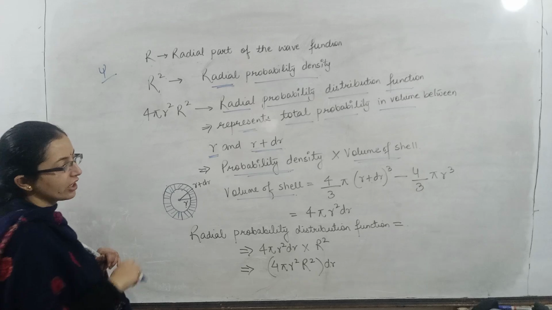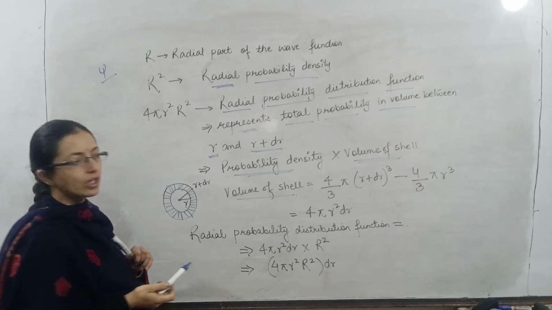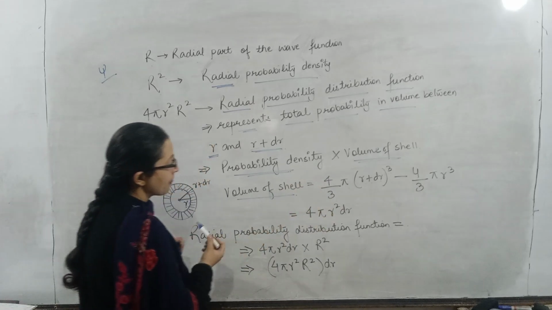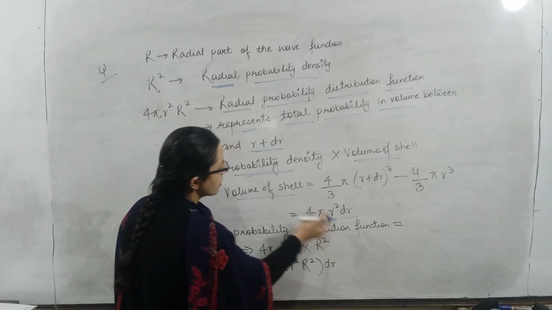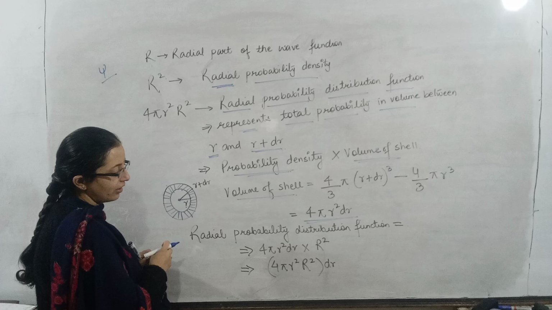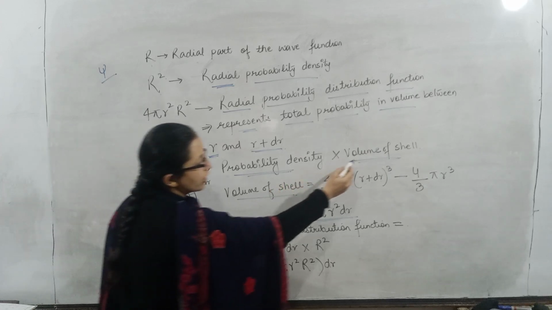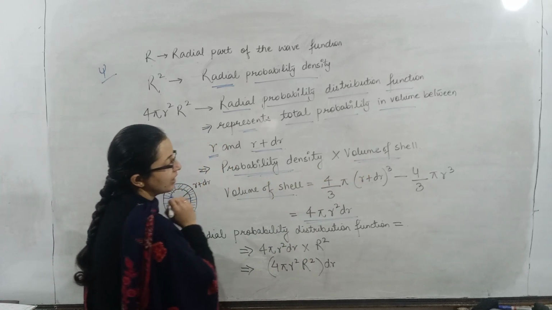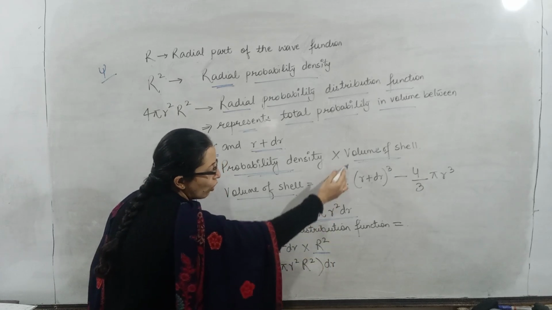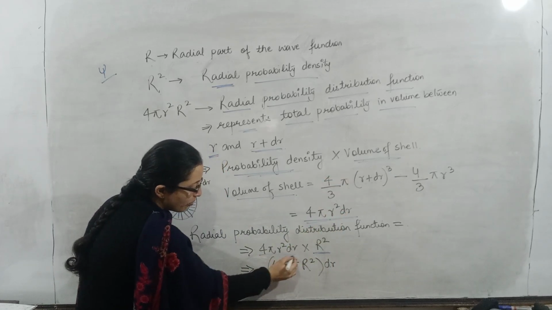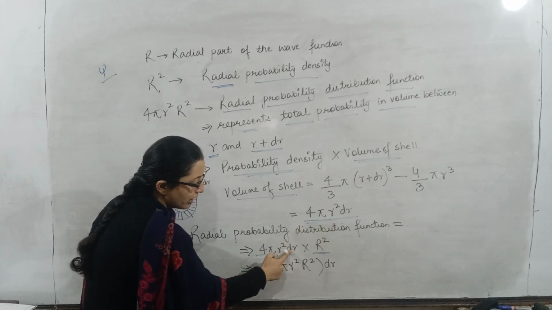ठीक है, volume of the spherical shell. So because it's a spherical shell, we use the volume of a sphere, and solving it we get this value. This is the volume of the spherical shell. Now volume of the spherical shell multiplied with the probability density. So radial probability density is R square, and the volume of the spherical shell is 4 pi r square into dr.